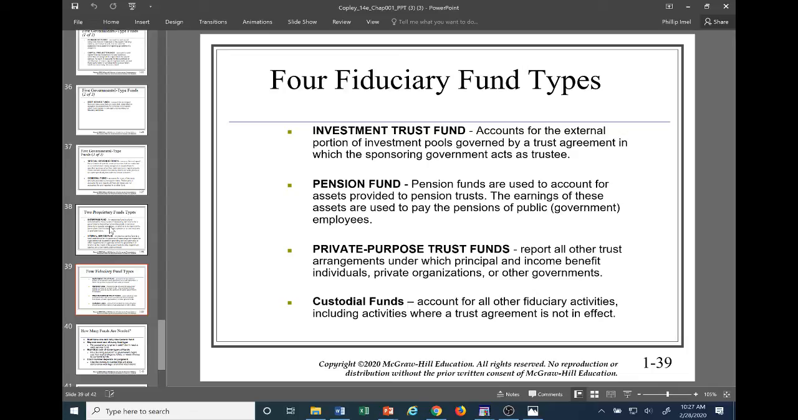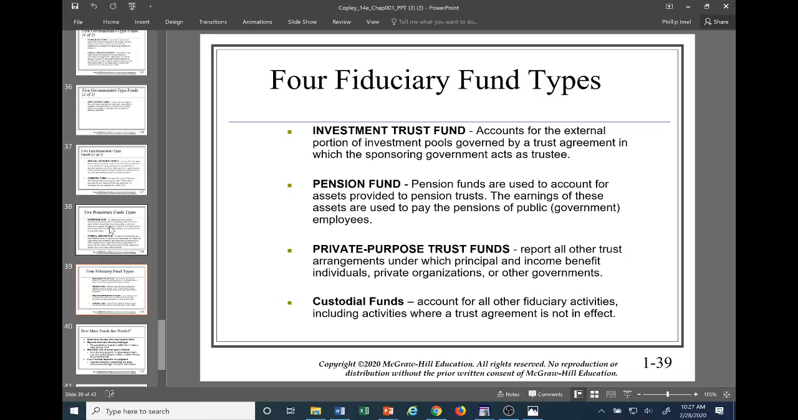The pension fund, obviously, accounts for assets of pension trusts for governmental employees, right? So we know what that is. Private purpose trust funds, all other trust arrangements under which principal and income benefit individuals, private organizations, or other governments. So remember, this is the one where, if you don't use the special revenue or permanent fund, and it benefits people outside, the individuals, that's when we use this one, for a third party.